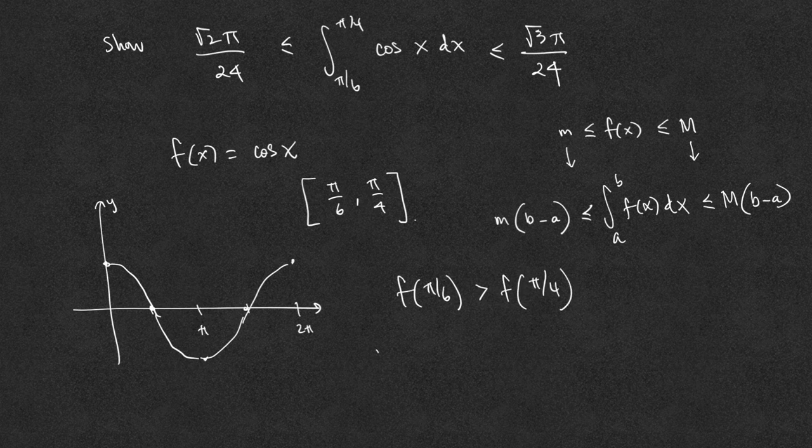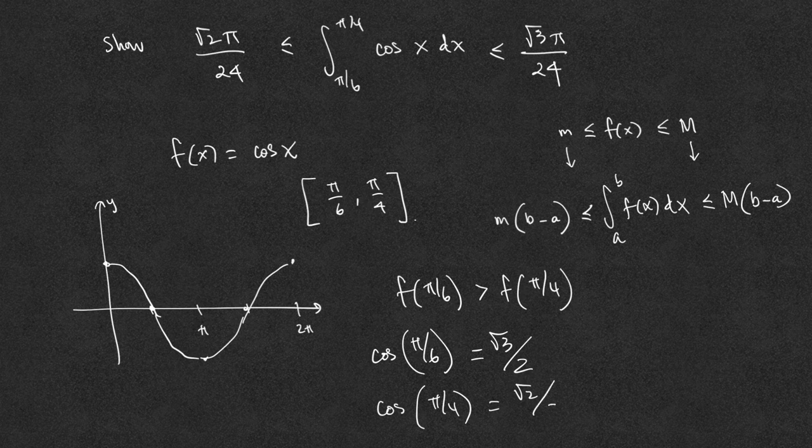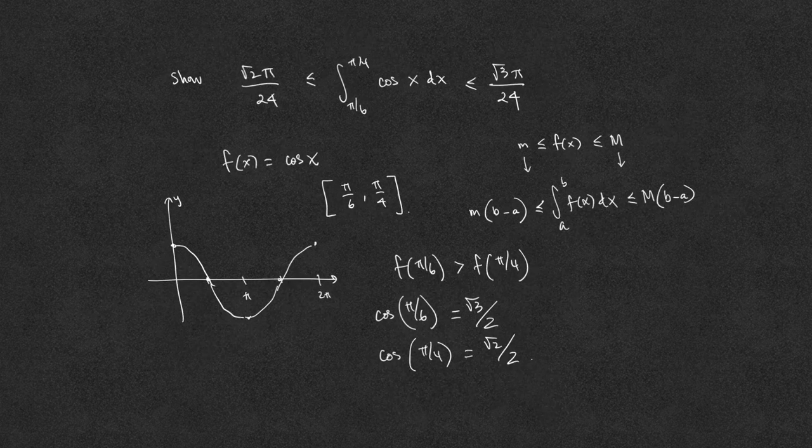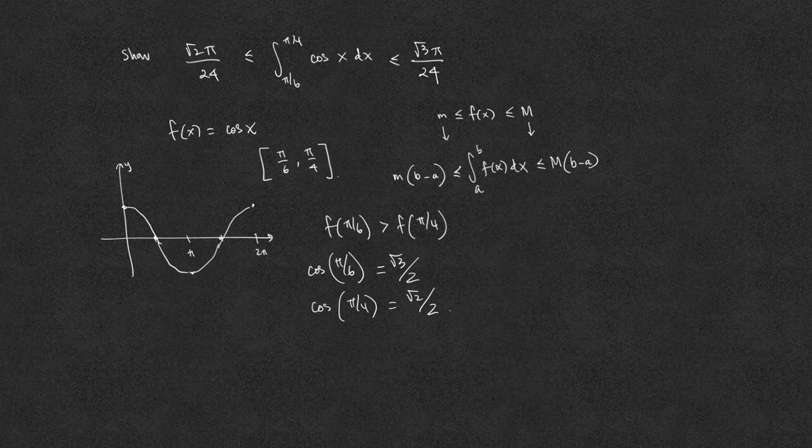But f of pi over 6 is cosine of pi over 6. Cosine of pi over 6 is root 3 over 2. And f of pi over 4 is cosine of pi over 4. Cosine of pi over 4 is root 2 over 2. And so we can say that cosine of x is between root 2 over 2 and root 3 over 2. And to be safe, we use less than or equals.